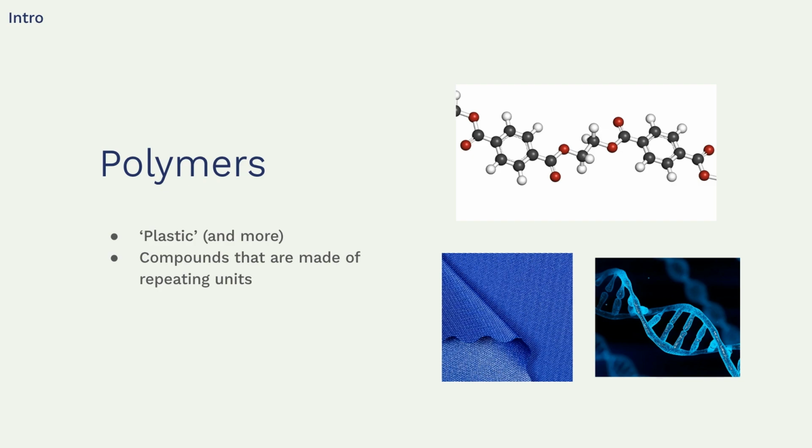First, what are polymers? Without getting too much into the chemistry of things, polymers are basically compounds that are made of repeating units. So this could be plastic, certain types of fabric, even DNA is a type of polymer. We'll get into more examples soon.